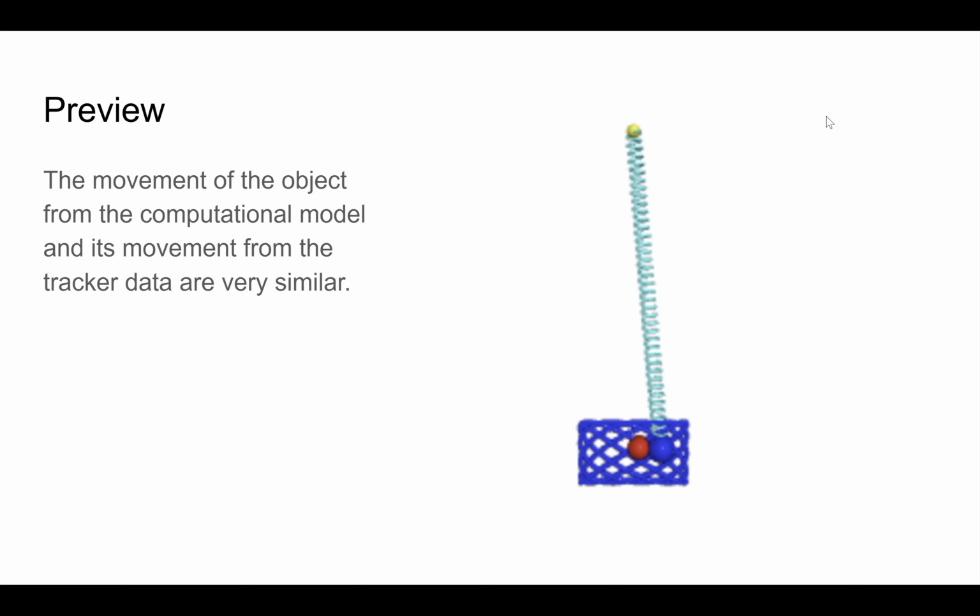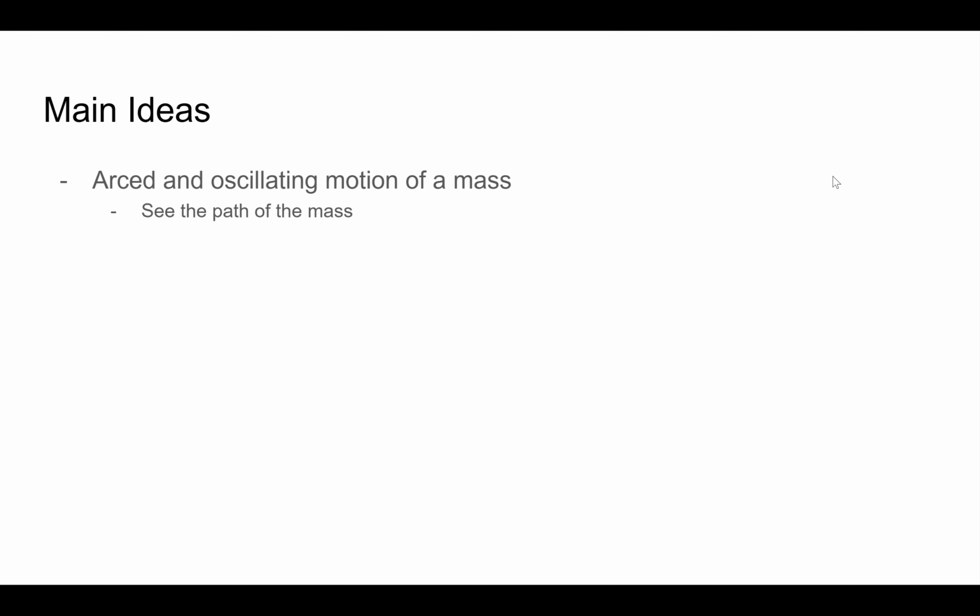This is a preview of the path the object takes. The movement of the object from the computational model and its movement from the tracker data end up being very similar. The main idea is we are looking at arced and oscillating motion of a mass, so we're trying to see the path of this mass.